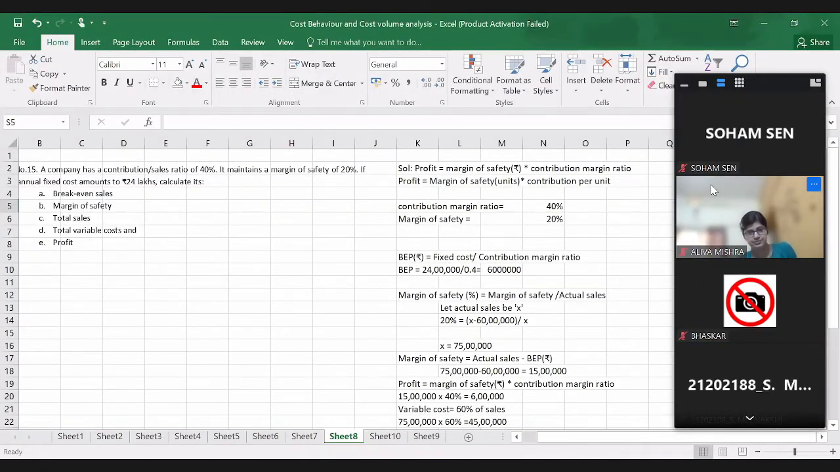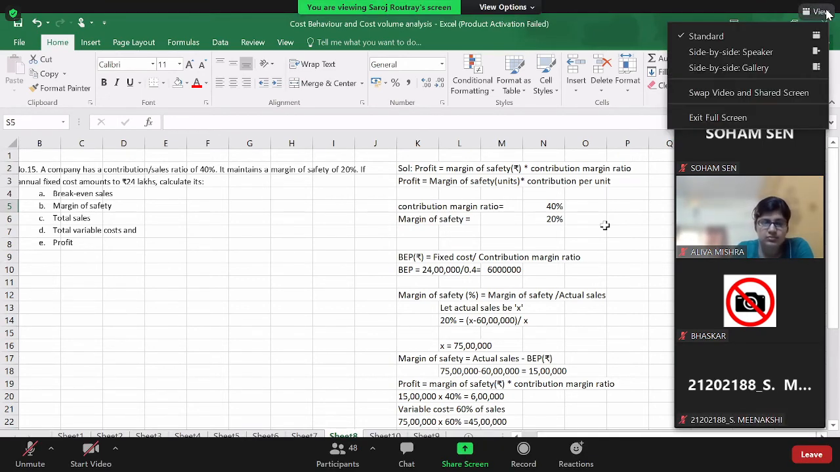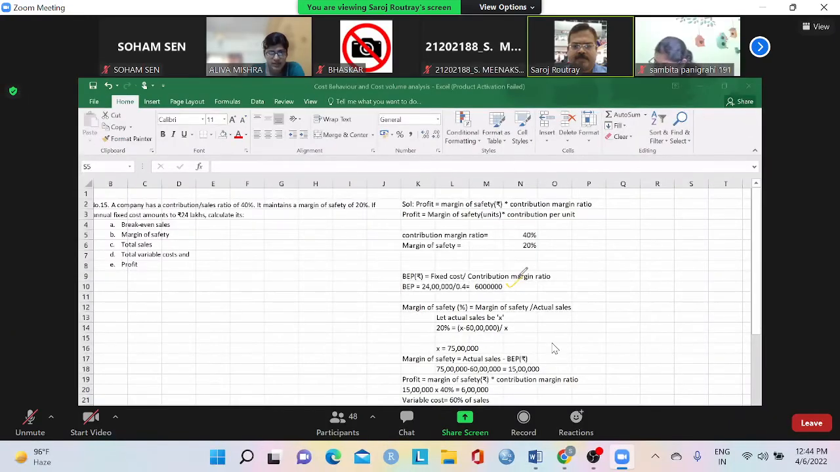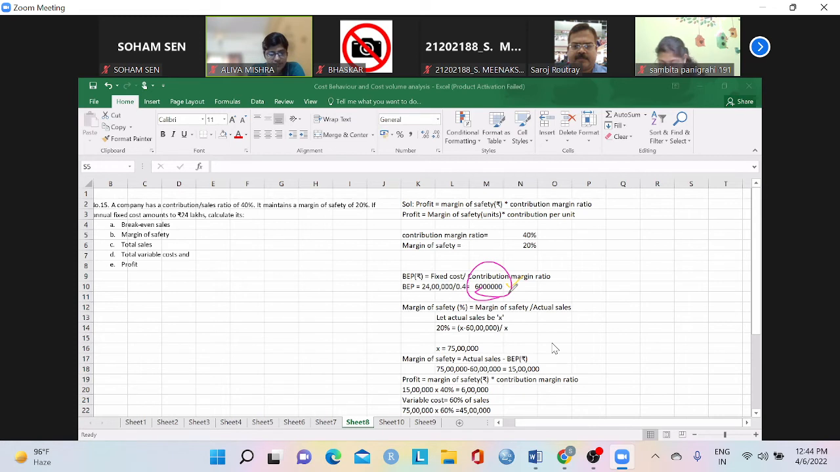All right. So you first find out the BEP. So BEP is how much? BEP is 60 lakhs. Good. 60 lakh is the BEP.